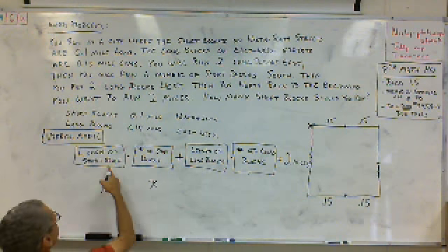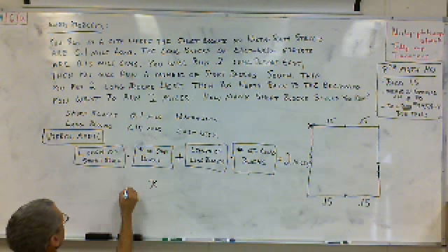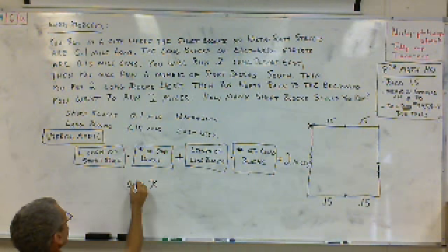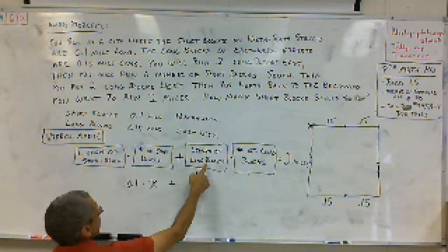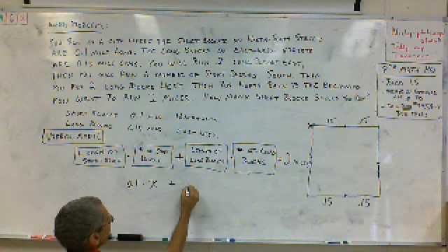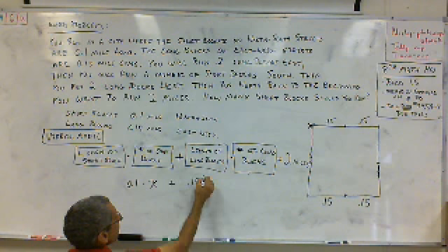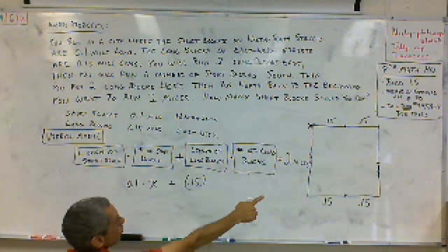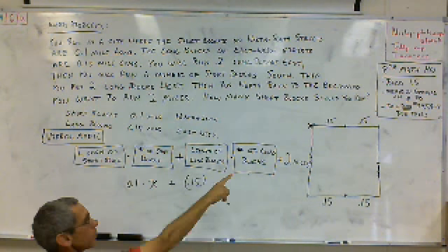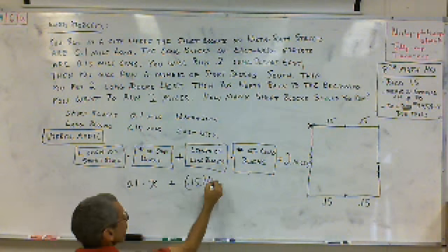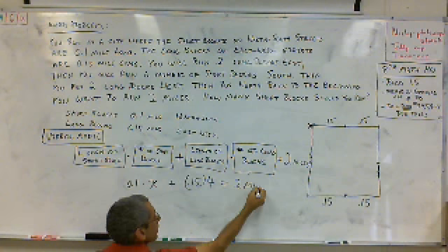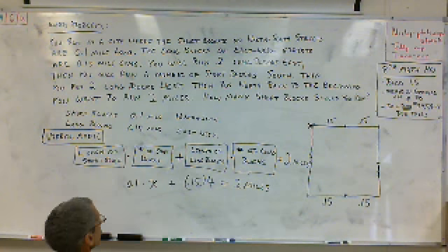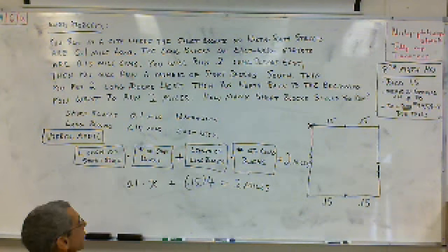This is going to be the length of the short block, which is 0.1. I'll put 0.1 times x plus the length of the long blocks, which is 0.15, times the number of long blocks. How many did I run? 4 times 4, right? And that's going to equal 2 miles. So suddenly it's starting to look like an equation. So I'm gonna figure this out.